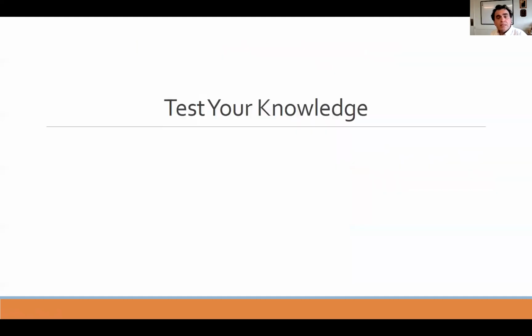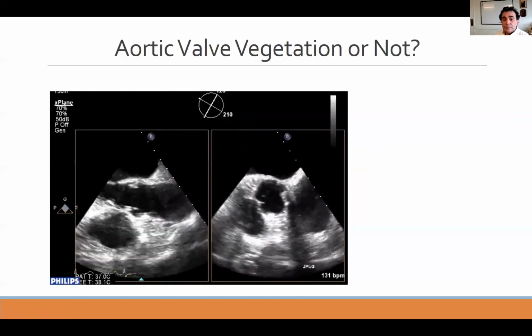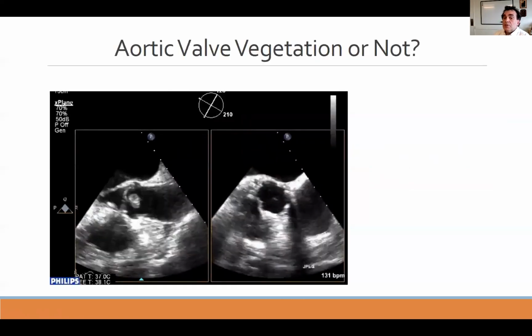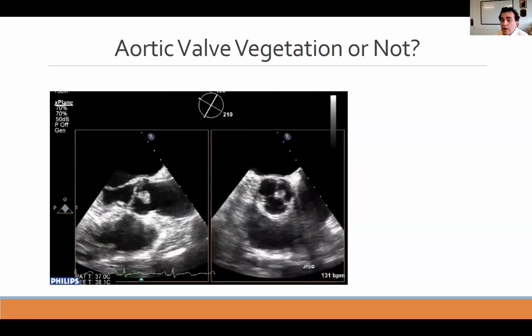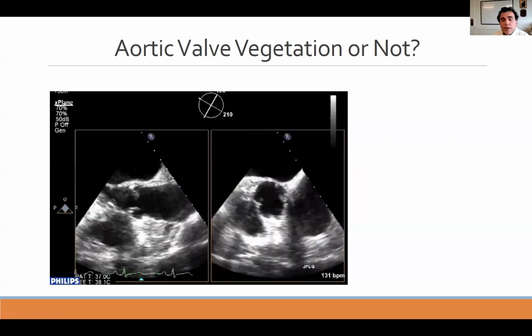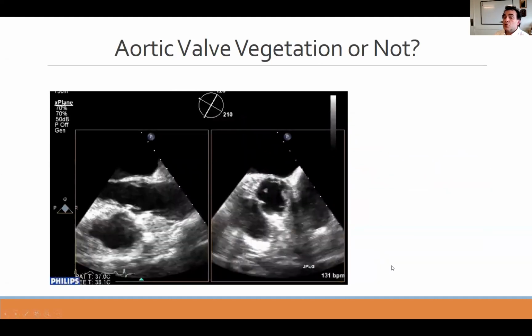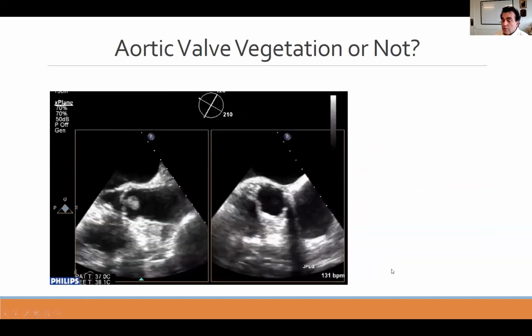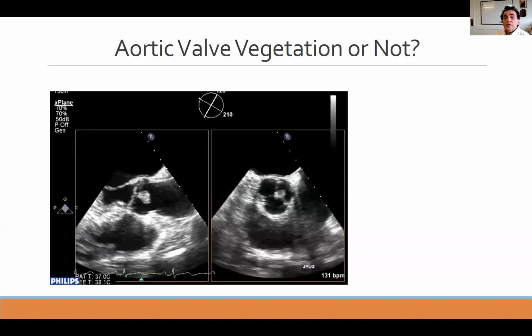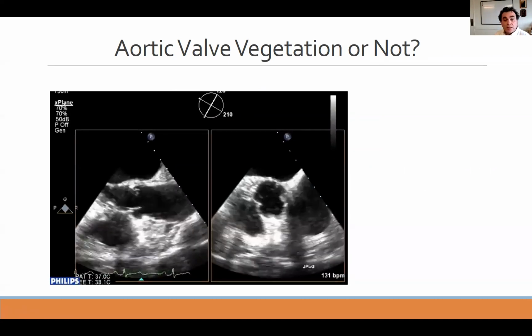How about now, let's test our knowledge. Is this an aortic vegetation? We see a simultaneous biplane image of the aortic valve on transesophageal echocardiography. The left-sided image shows the long axis and the right-sided image shows the short axis of the aortic valve. Is this aortic endocarditis? Think of it, yes or no.